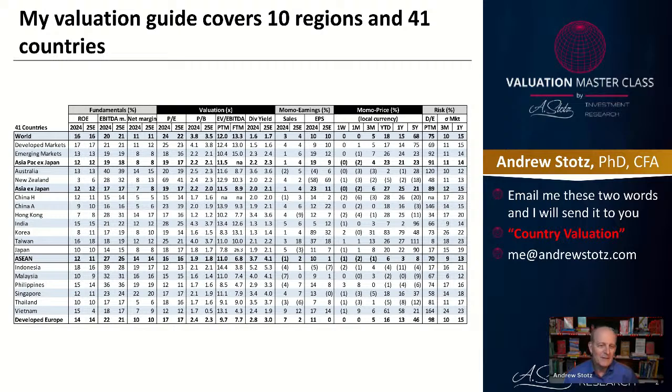But my valuation guide covers 10 regions and 41 countries. And it's actually 2 pages. You're just seeing a front page. If you want this, just type country valuation into an email to me at Andrew Stotts, and I'll send you it. In fact, I'll send you other stuff that we've been developing so that you can use it and think about how you can apply it.